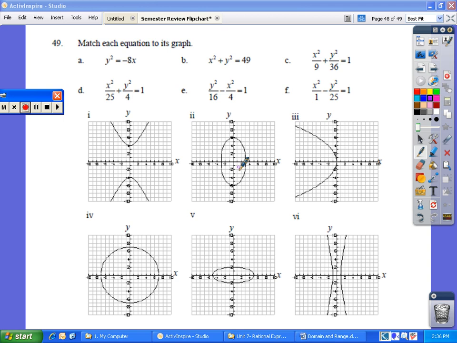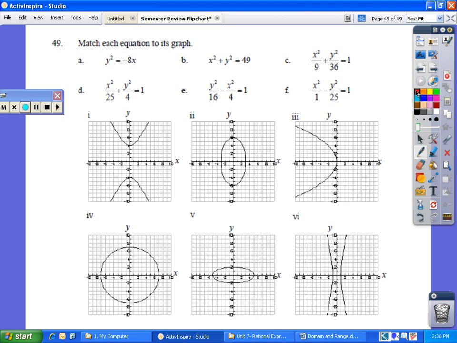Alright, this says match each equation to its graph. So you need to know what the basic equations look like. If you go to the front of your packet to where all the formulas are, they tell you all of the formulas for each of the different conic sections.